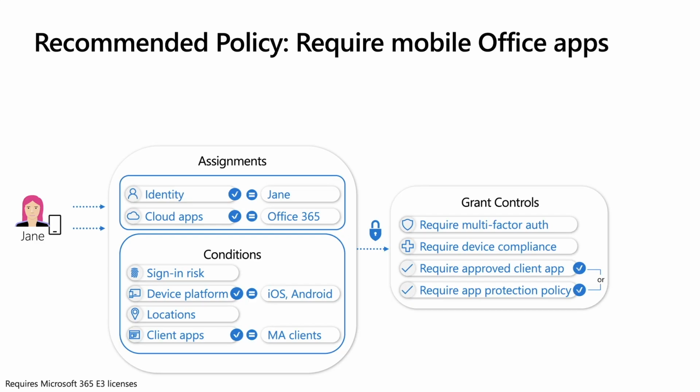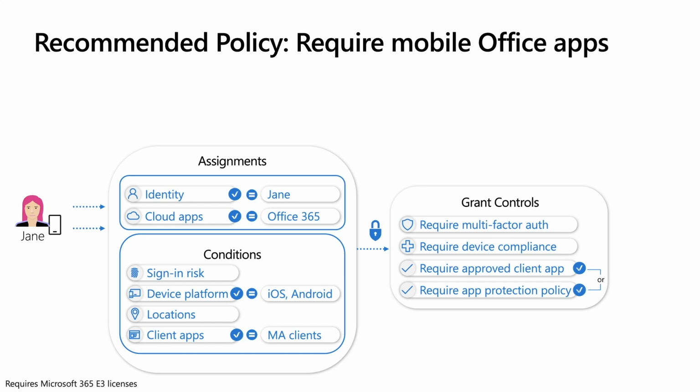So our first policy is around enabling support for the productivity apps, like all of the Office mobile apps. So from an assignment perspective, we're going to target our end users, and we're going to target our cloud app. In this case, we're going to target Office 365.